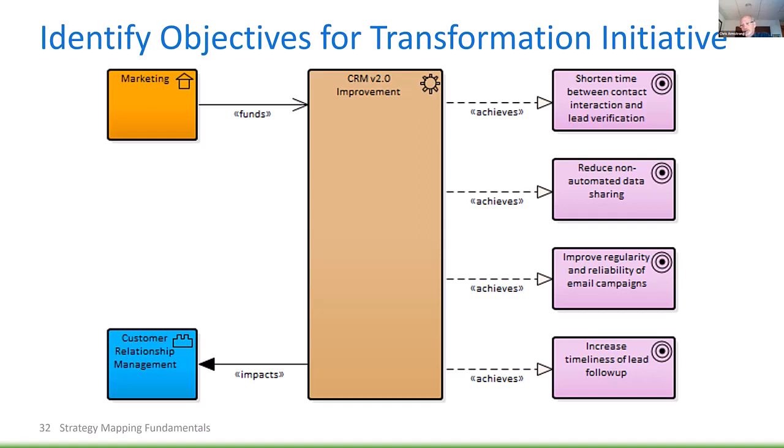Well, we've got a set of objectives, which are the purple boxes on the right. So we want to shorten time between interaction and verification. We want to reduce non-automated data sharing, improve regularity and reliability of campaigns, and so on and so forth. So this is why we want to do this. And then, since this is very early on in the process, we're trying to say, well, who's funding that? It's the marketing organization, and this is certainly going to impact the CRM capability. Not exhaustively, but like an initial, quick assessment.